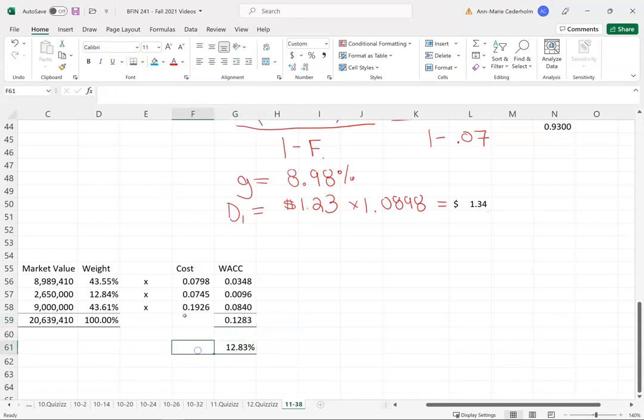Okay, so just to remind you, the weighted average cost of capital is the average cost of the debt and equity. So that's the average cost of financing all of its assets. So if I'm going to accept a capital project, which we'll be doing in subsequent chapters, we need to make sure that we get a return higher than the 12.83%.